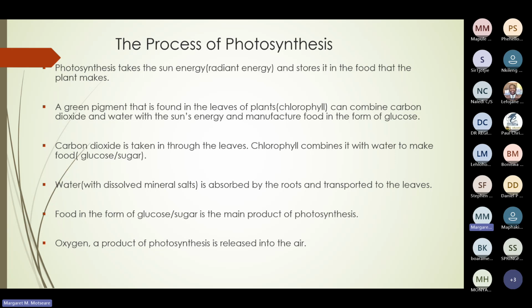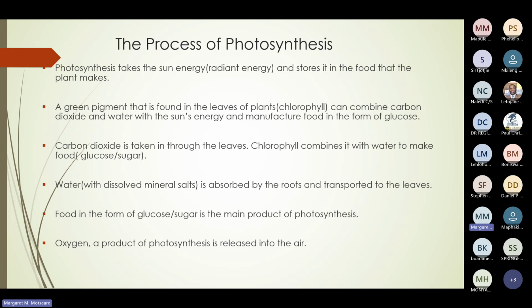Carbon dioxide is taken in through the leaves. Chlorophyll combines it with water to make food, which is glucose or sugar. The water is dissolved with mineral salts. Remember that each and every plant has roots. A plant absorbs water from the soil using the roots, and this water is dissolved with mineral salts. After the roots have absorbed the mineral salts and the water, they are transported to the leaves where the process of photosynthesis takes place.